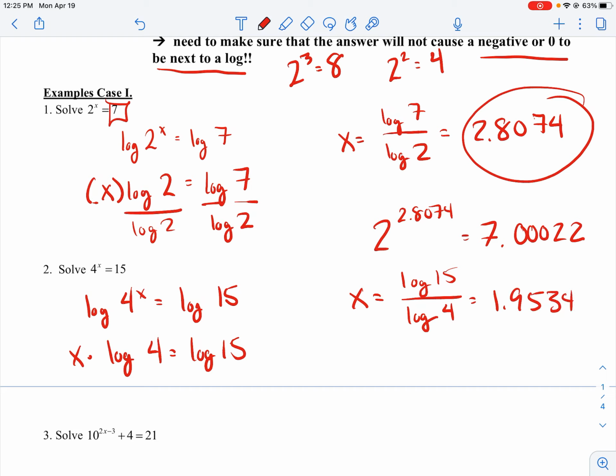1.9534. Okay, which makes sense because, again, 4 to the second power is 16, and so 4 to some power is equal to 15. We knew it's not going to be quite 2, but it's going to be pretty close. So 1.9534 sounds about right to me.